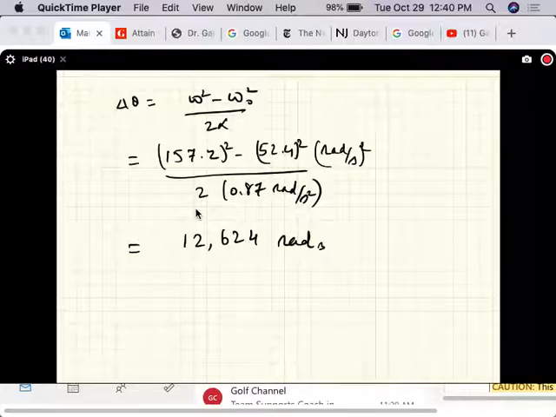So 12,000 radians, and one revolution is 2 pi radians. 2 pi radians is roughly 6 radians. So 12,000 divided by 6 will give you roughly 2,000 revolutions. So this thing sped up from 500 revolutions a minute to 1,500 revolutions per minute over a span of 2,000 revolutions.